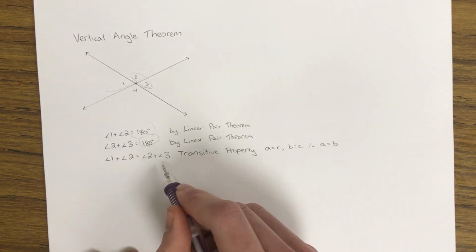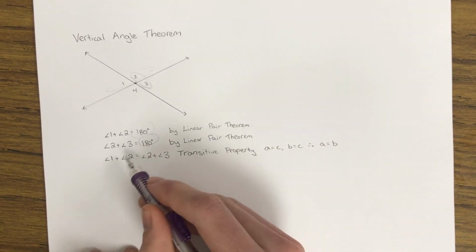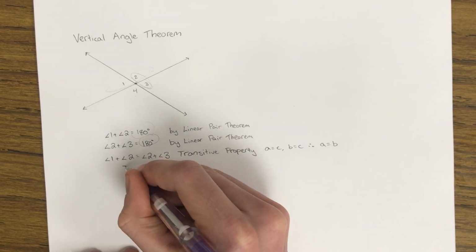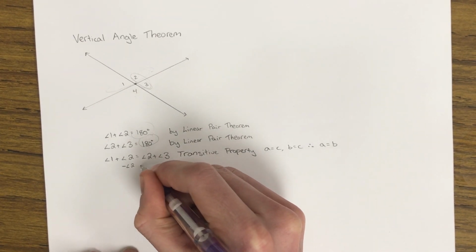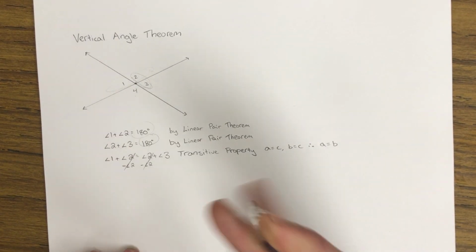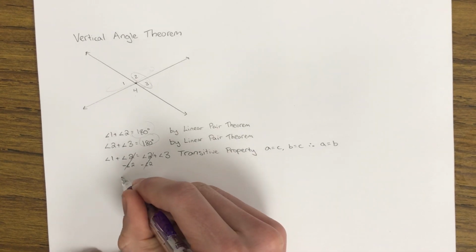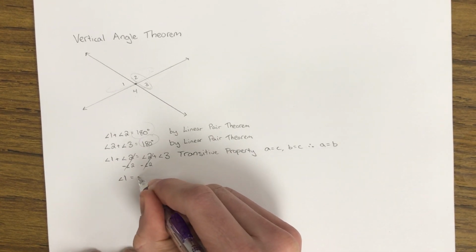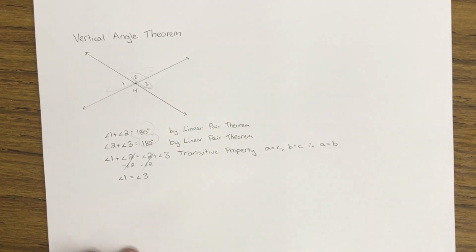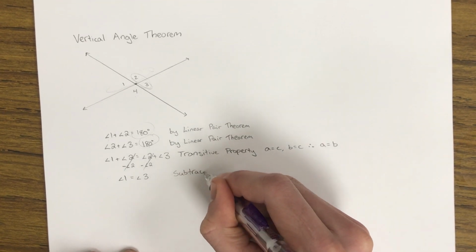All right, so from our statement here, we've got 1 plus 2 equals 2 plus 3. We don't know the value of angle 2, but we know it is the same in both. So if I subtract angle 2, its measure, from both sides, subtraction property of equality, I haven't messed with the balance of the equation anyway, I am left with angle 1 must be equal to angle 3. So we use the subtraction property to get to that.